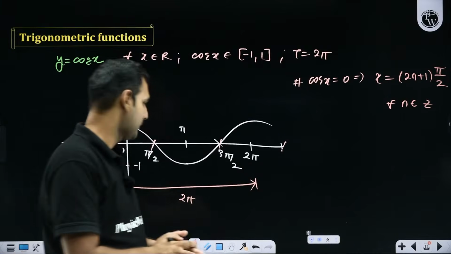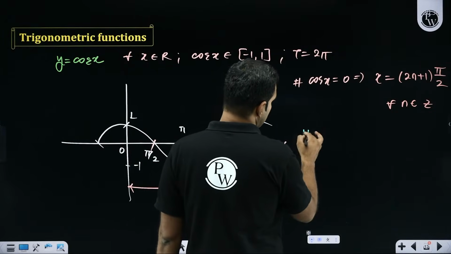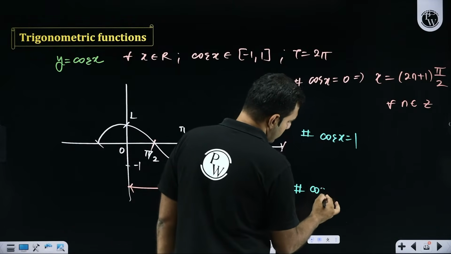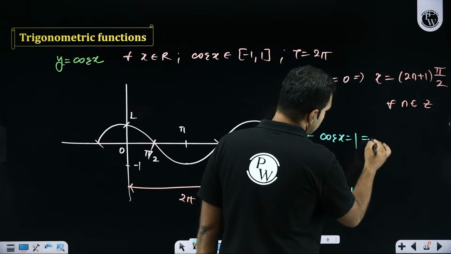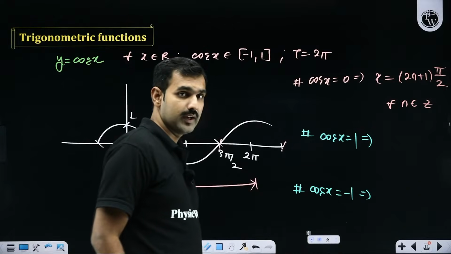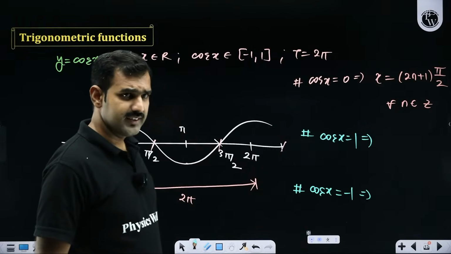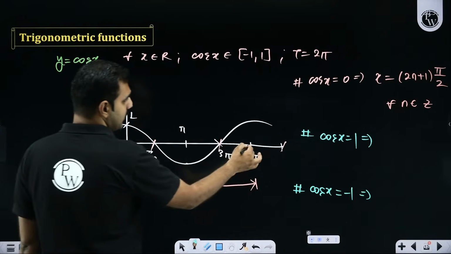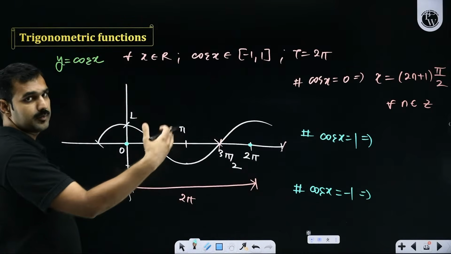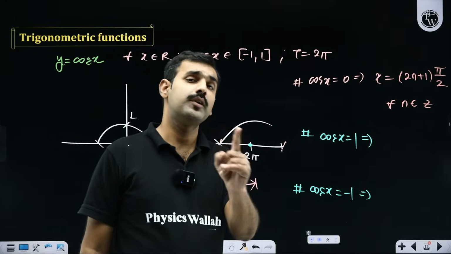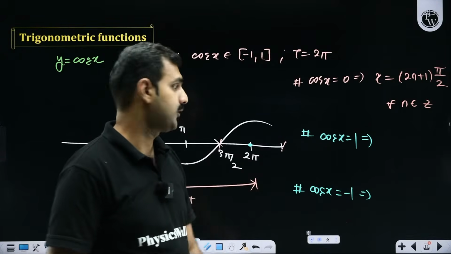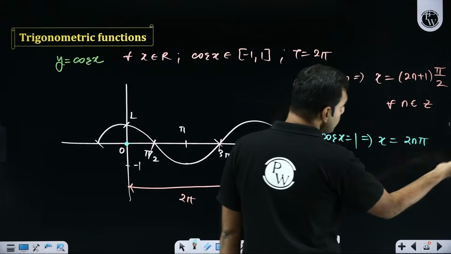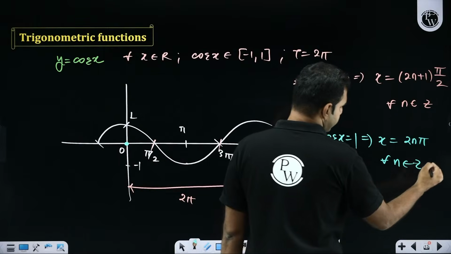Similarly, if I ask you, when do you find cos x to be 1 and when do you find cos x to be minus 1? Can you help me with that data as well? Cos x will be 1 at 0, then at 2 pi, then at 4 pi, 6 pi, 8 pi. So even multiples of pi, their cos x will be 1. So here x will be an even multiple of pi. So even means 2n. Yes or no?